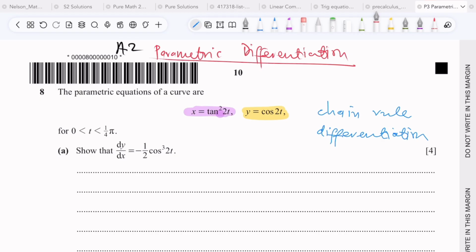They want us to prove that dy/dx is this. Okay, sometimes students see this and then they are like, oh, it's going to be hard. But I promise it's not going to be hard. Once we differentiate well, it's not going to be hard, okay?